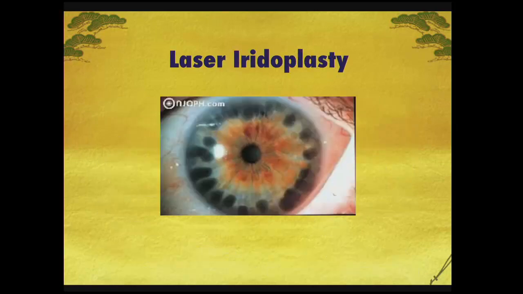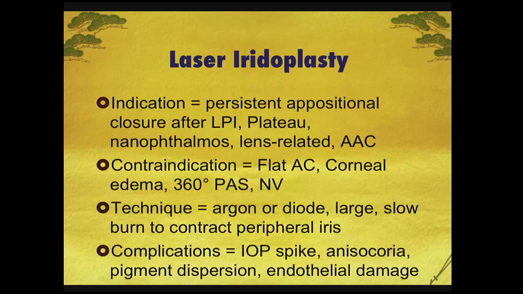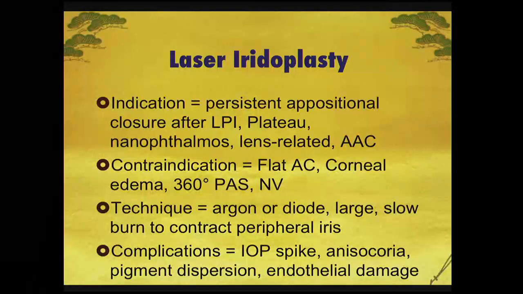Laser iridoplasty, here's what it looks like. These are some pretty aggressive burns. But basically, you want to do this in an eye with a very narrow angle that's already had an iridotomy, but they still look like they're at high risk for synechiae forming, or in an eye with plateau iris. The idea is to do a slow, low burn to basically contract the iris and pull it out of the angle to create more space.